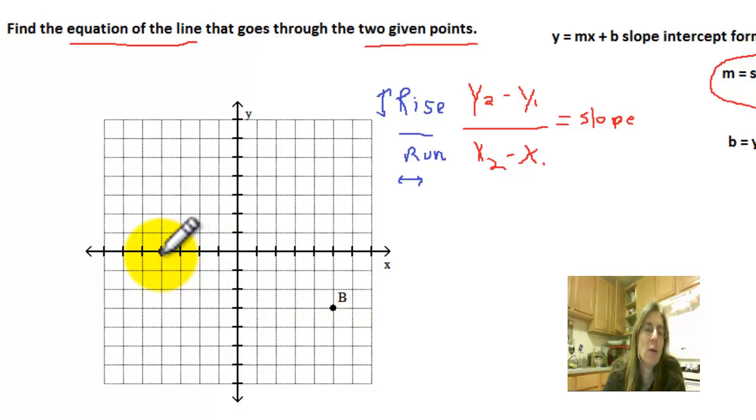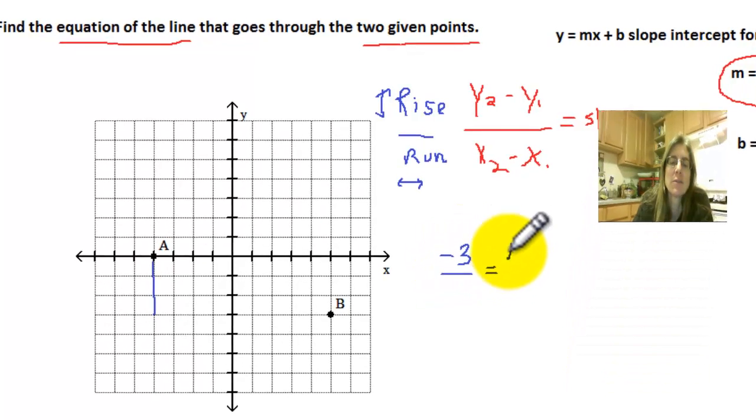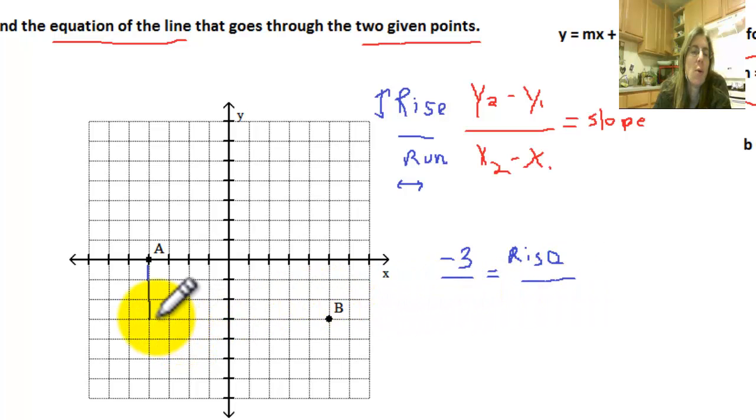In this case, I'm going to walk down 1, 2, 3, and I stopped there because now I'm even with this point. So I went down 3, so that is a -3 for the rise. Now I'm going to keep walking till I hit the B. 1, 2, 3, 4, 5, 6, 7, 8, 9. So that's 9 steps to the right, which is the positive direction. And that is the run.